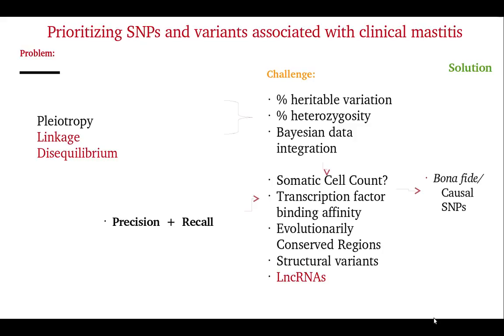The disease of our interest here is clinical mastitis, which occurs in cattle, where the udder of the cow is swollen and it's a bacterial infection.